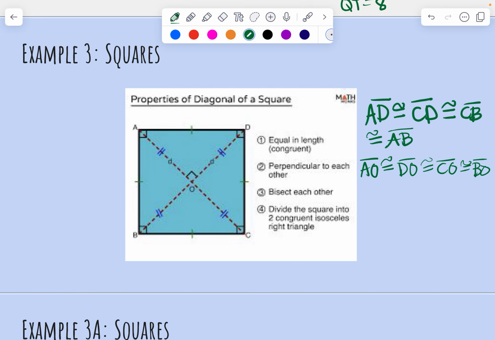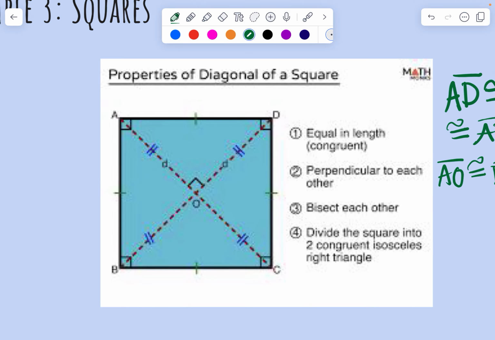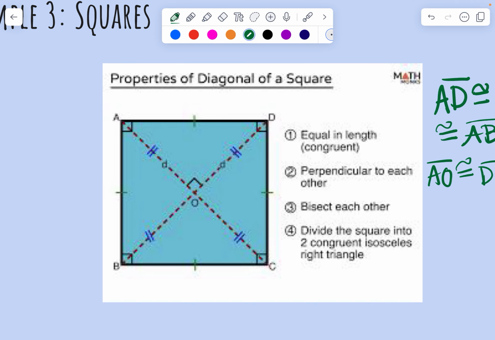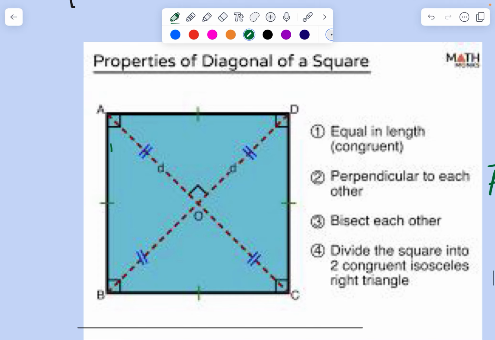And then we have a bunch of right angles. Also, the angles A, D, C, and B are all right angles, but I know because it's also a rhombus that the diagonal splits the angles in 2, which means these are each 45 degrees.